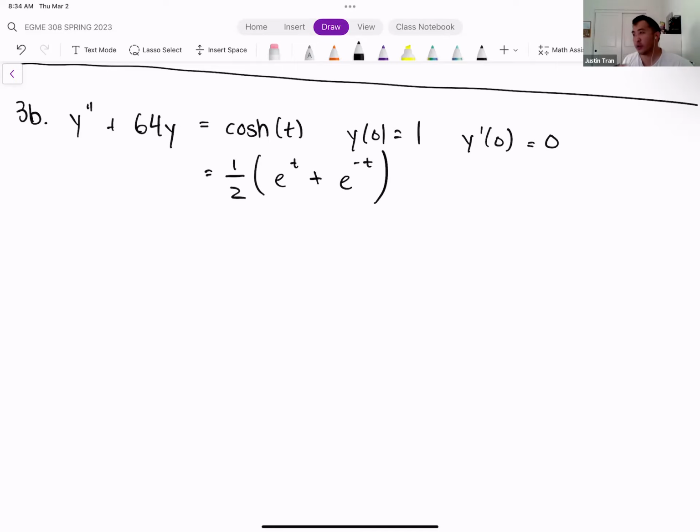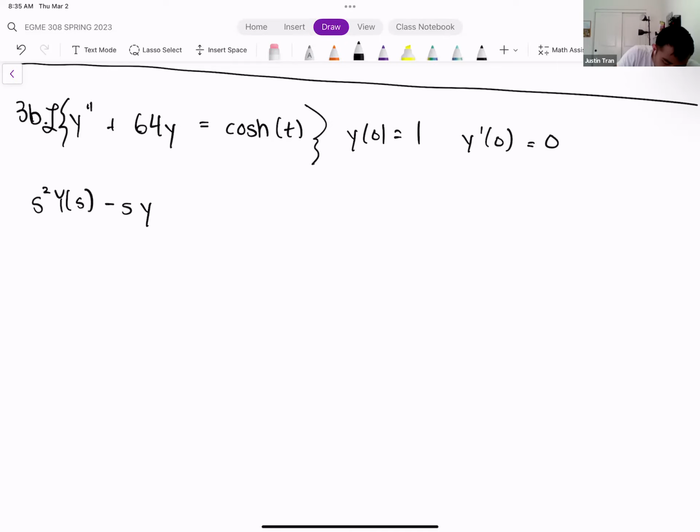If you take the Laplace transform of cosh of t, you end up with the same thing. But if it's easier to treat it as two different terms, then that's something you can do. Okay, so let's go ahead and take the Laplace transform of this entire equation. We take the Laplace transform of the left-hand side. The Laplace transform of y double prime is s squared Y of s minus s y of 0 minus y prime of 0, plus 64 big Y of s. And then we have the Laplace transform of cosh of t.